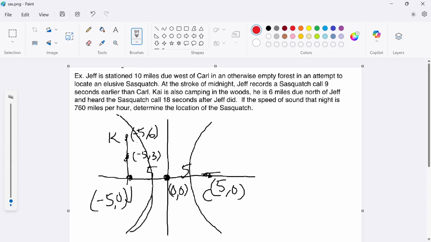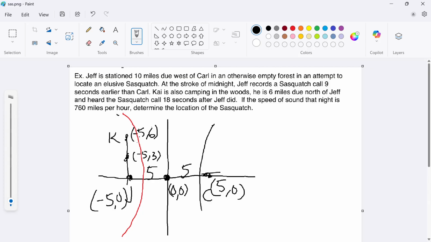I'm going to put that one in red. In fact, but on this hyperbola, I don't want to make that one in red. On this hyperbola, Sasquatch or Bigfoot is somewhere on the red one.